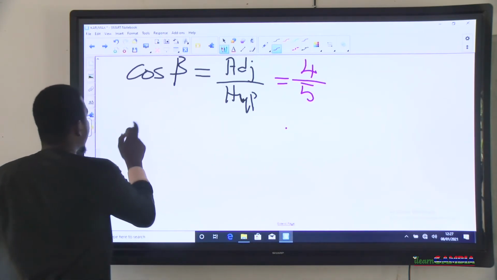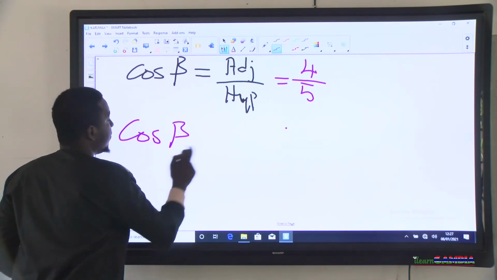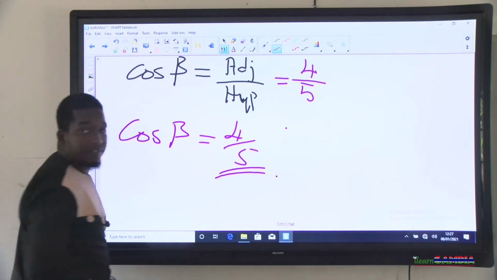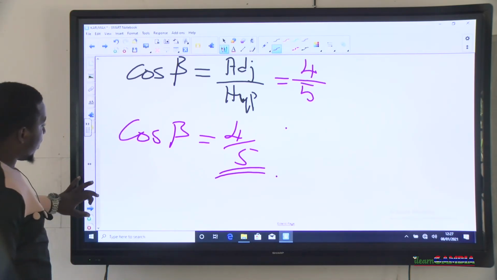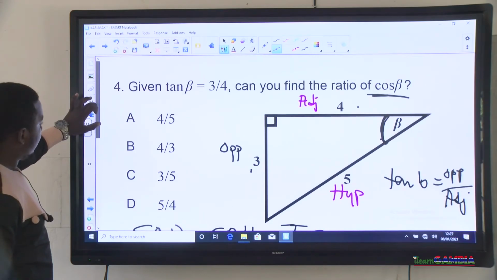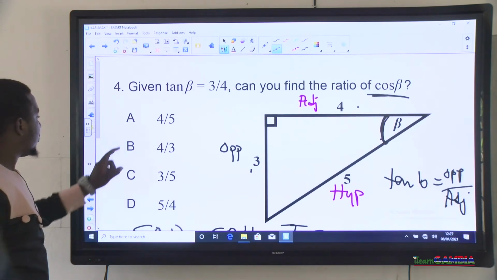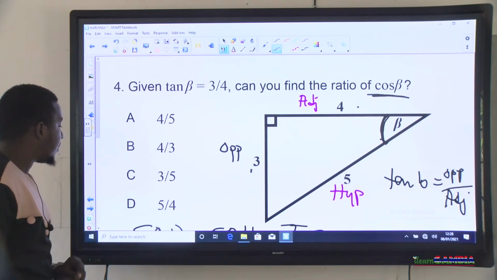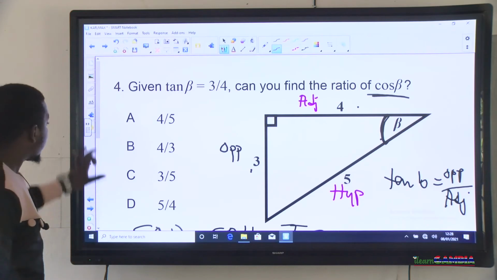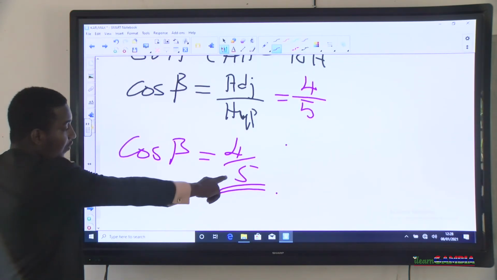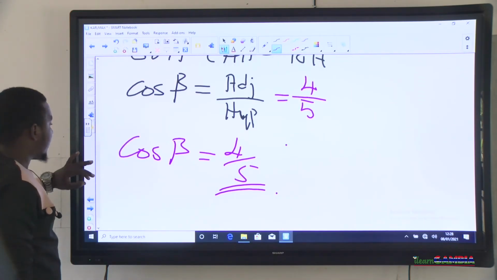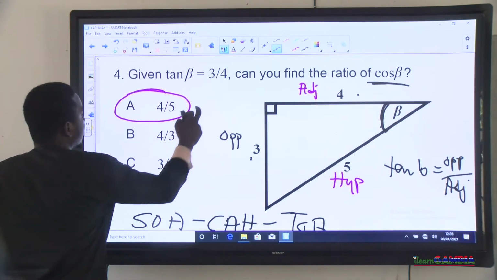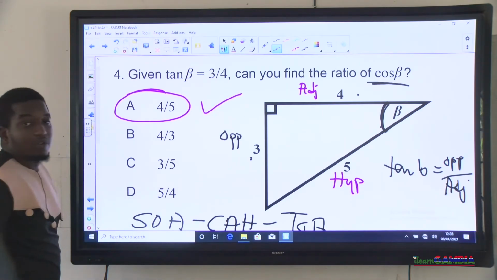So in short, we have cos of angle beta is equal to 4 all over 5. So again, we go back to the options and confirm. Option A, we have 4 over 5. Option B, we have 4 over 3. Option C, we have 3 all over 5. And option D, we have 5 all over 4. The correct option here is the option that has 4 all over 5. That is, cos beta is equal to 4 all over 5, which gives us the first option as the correct answer in this question.